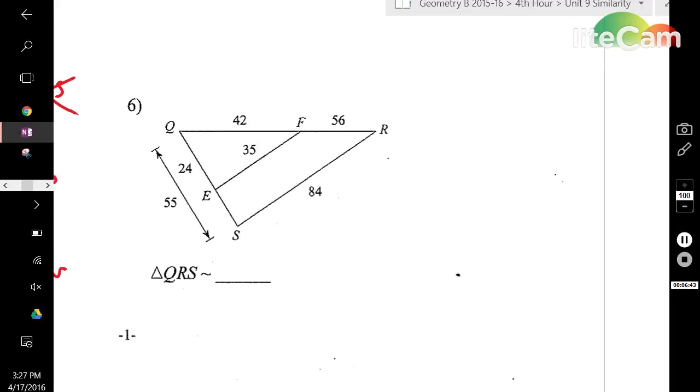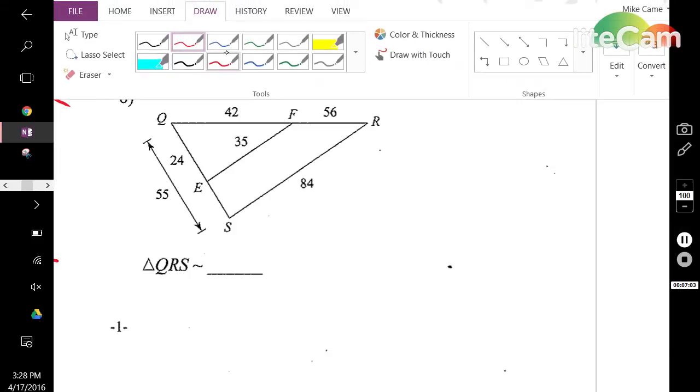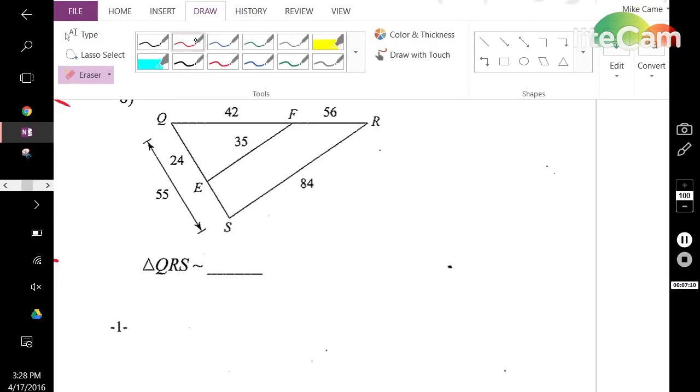Number 6, out of the 3 options here, side, side, side, angle, angle, and side, angle, side, you can go ahead and cross out angle, angle, and side, angle, side, because they both involve angles. There are no angles marked in here anywhere. But for angle, angle, you would need 2 pairs.